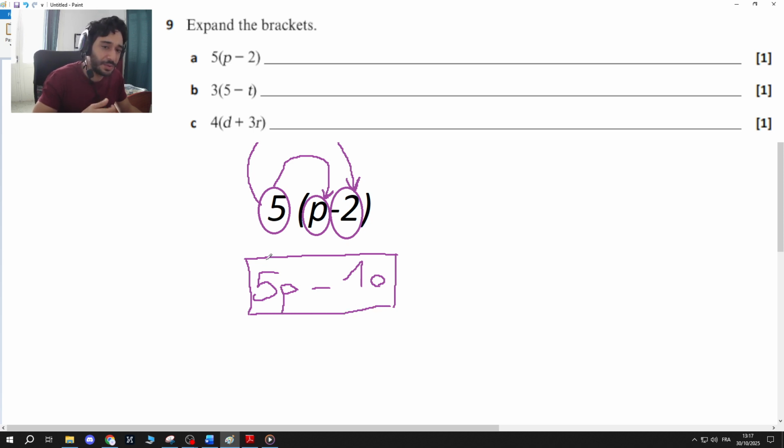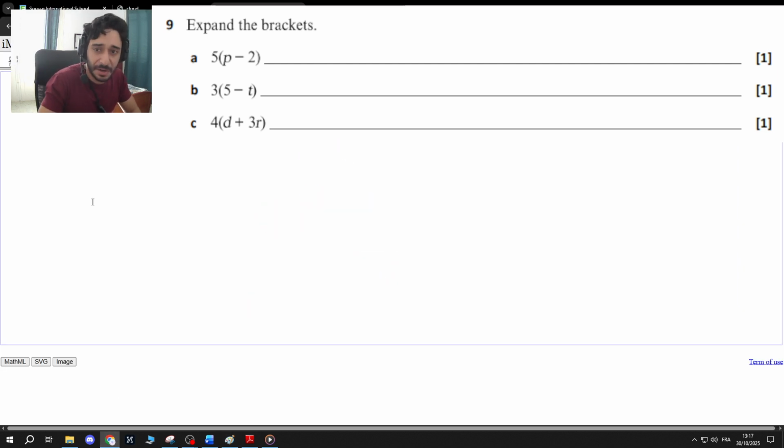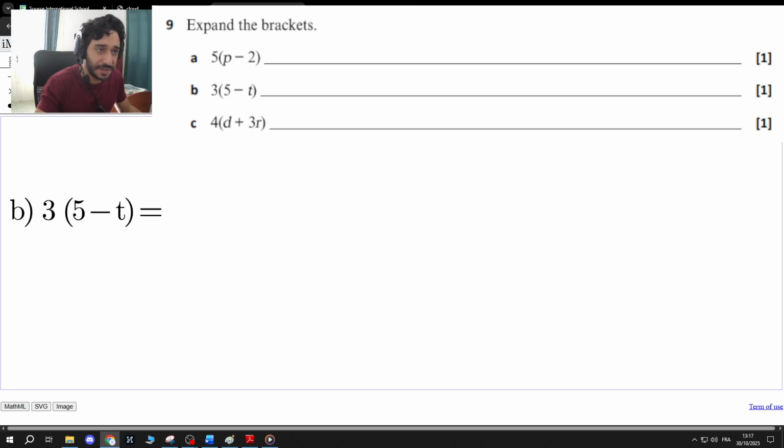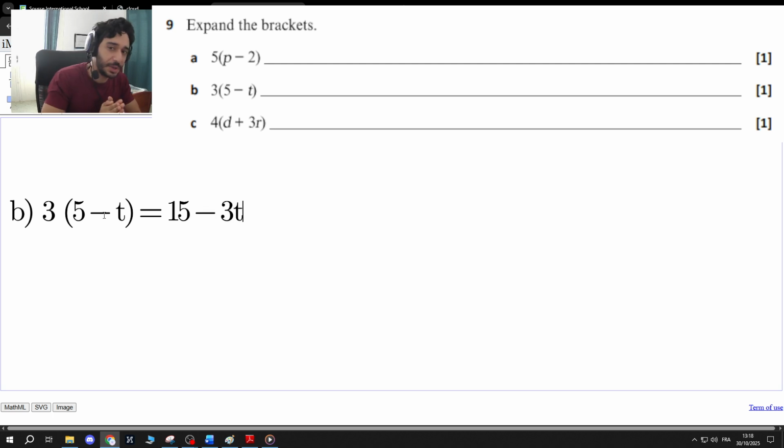Now, the reason why I told you to follow this strategy is you will no longer have to worry about what sign to include in the middle, because it will show itself if you follow the strategy. Got it? So let us do the same thing for the rest. For B, for example, it is 3, 5 minus t. So the terms I have are 3, 5, and -t. I'm going to multiply 3 by 5 first. So that's 3 times 5, which is 15, of course. And then 3 multiplied by -t is -3t. This is also my final answer.